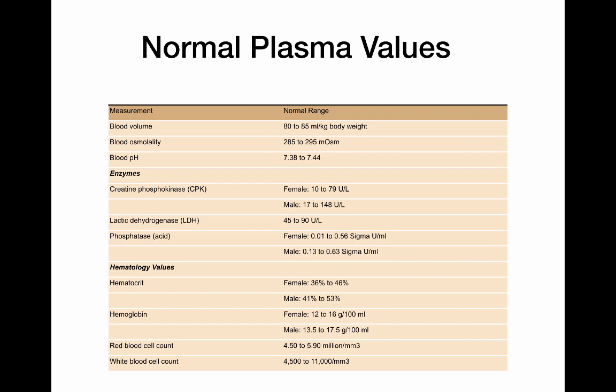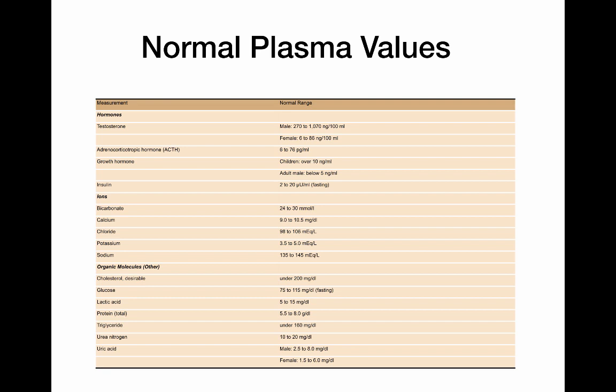Okay, and then go down to the hematology values. Hematocrit and hemoglobin give us an idea of our oxygen carrying capacity: what percentage of our blood is red blood cells, and then the actual measurement for hemoglobin. And then you see red counts and white counts down there. So these are just some important things that we would look at in blood.